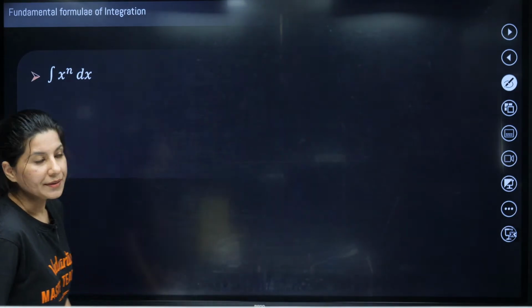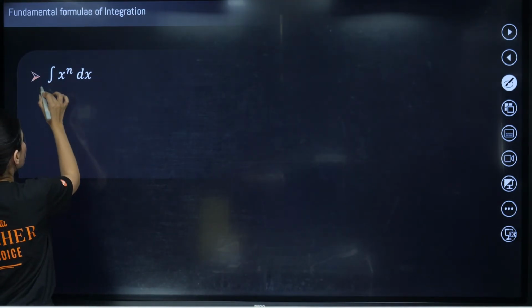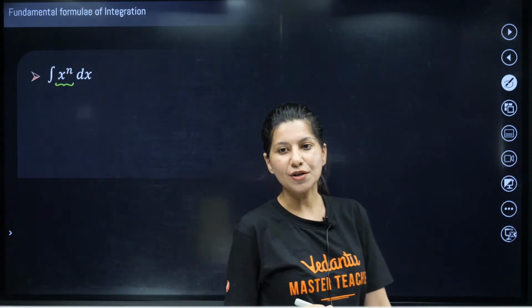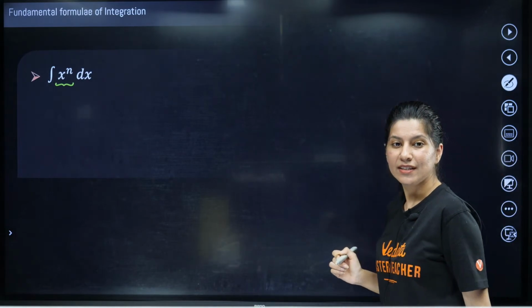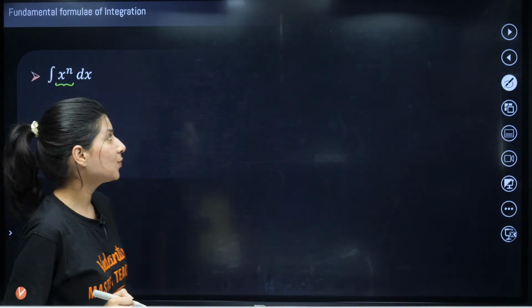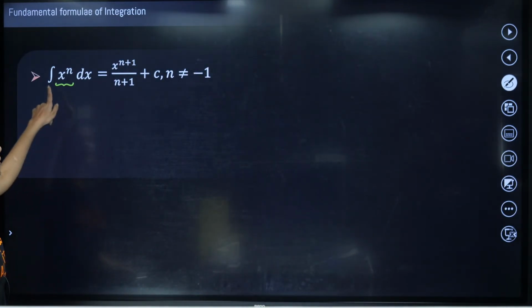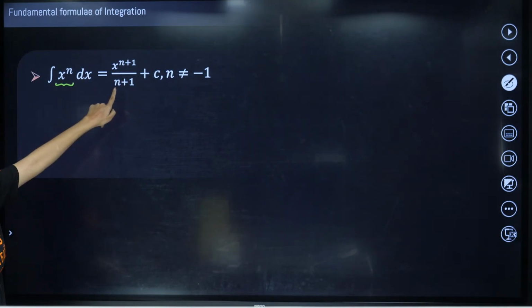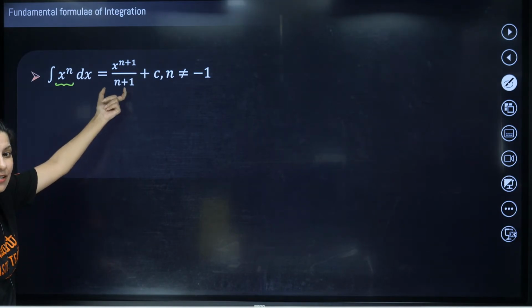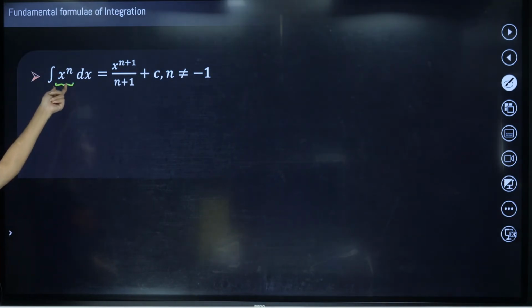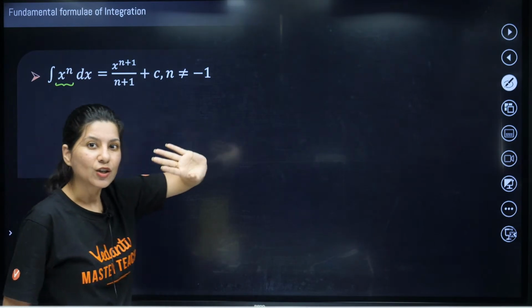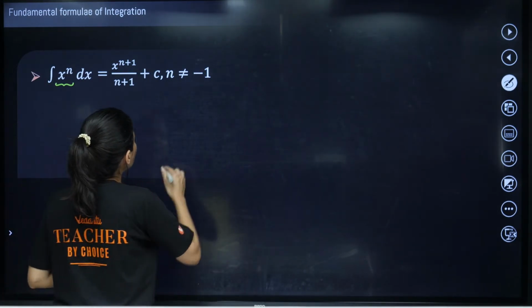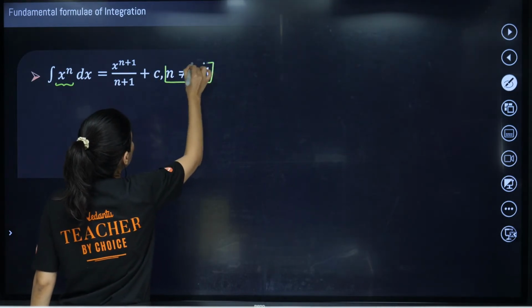Now let us understand the integration of x raised to power n. Tell me, what is the integration of x raised to power n? It will be x raised to power n plus 1 upon n plus 1. If you differentiate this, you will get back x raised to power n. Do it and let me know. Also, please make sure that n should not be equal to minus 1.